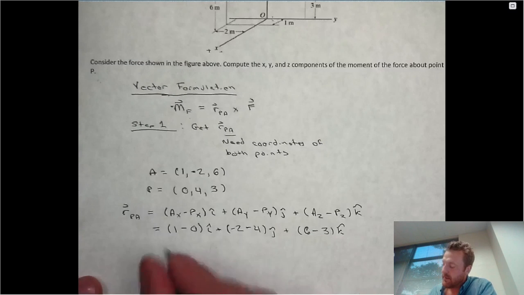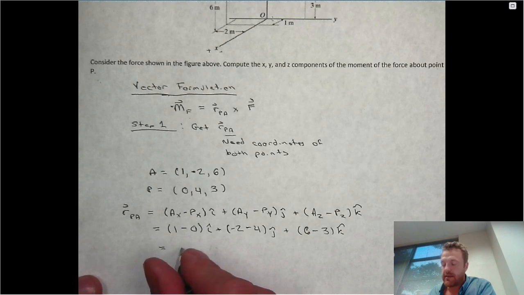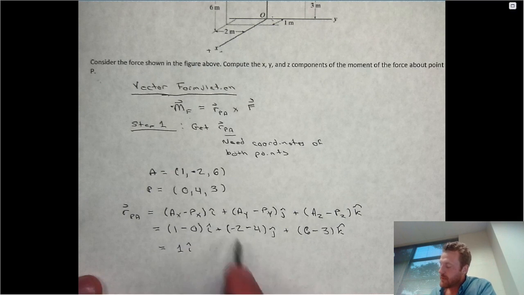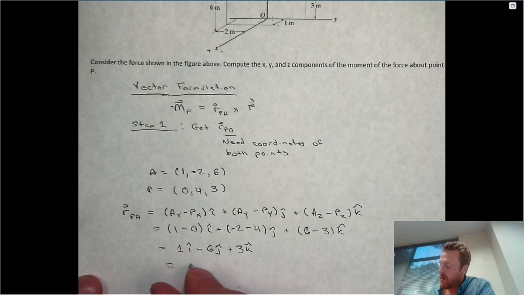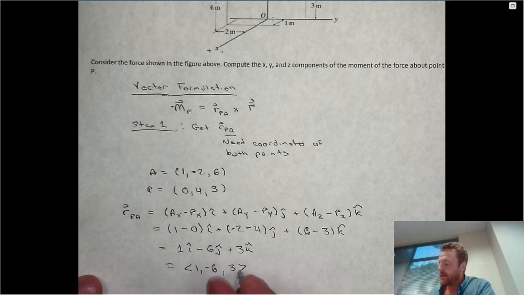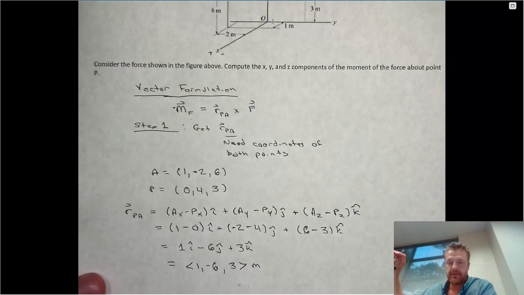Just do some arithmetic here, and I'll show one more step. 1 i hat. Here, minus 2 minus 4 is minus 6 j hat. Here, 6 minus 3 is just plus 3 k hat. So you can write that if you want in that compact form that we often show, 1, minus 6, 3. And this will take on the units of the individual coordinates, which just is in meters.